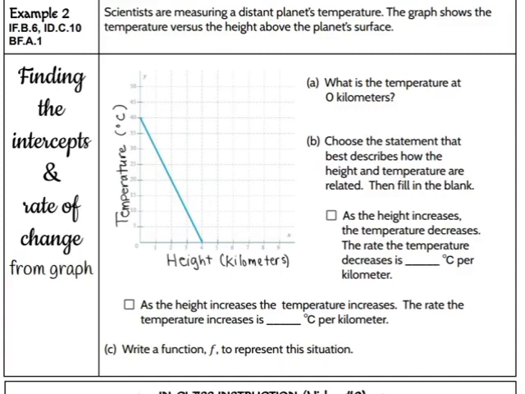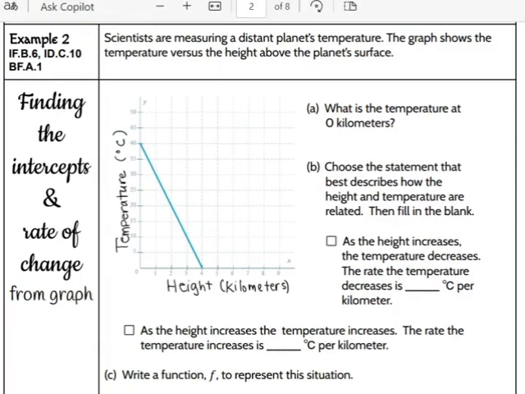So I have a graph here, and across the x-axis you'll see it has height in kilometers, and the y-axis is temperature in Celsius. My first question is A, what is the temperature at 0 kilometers?